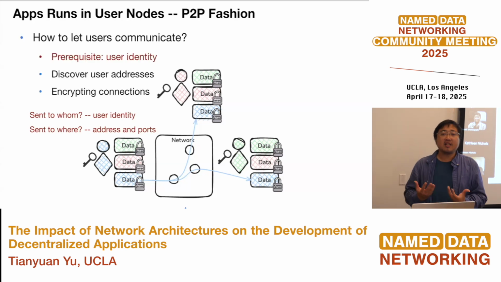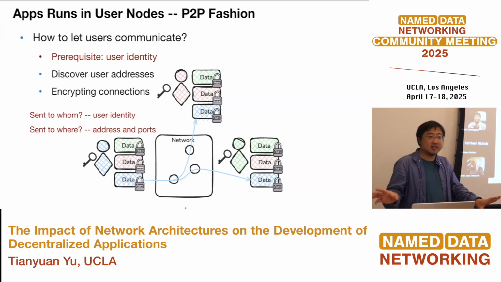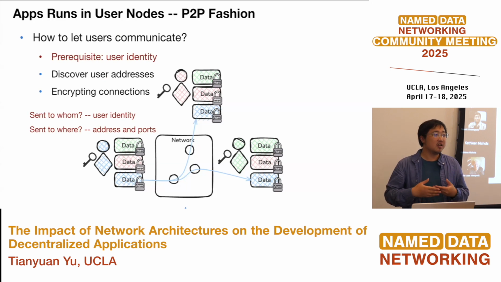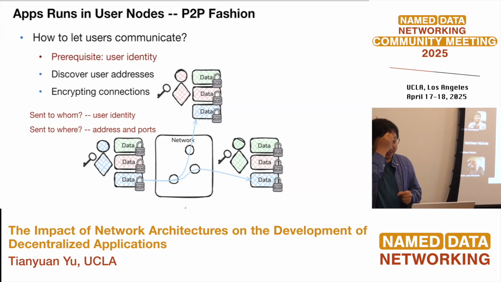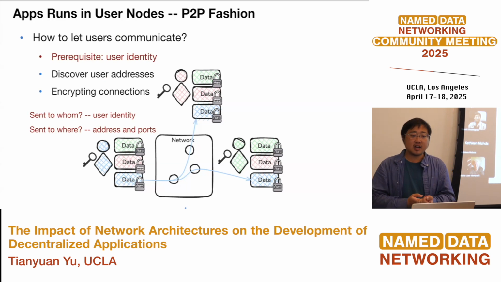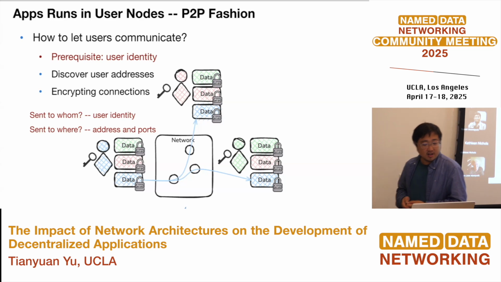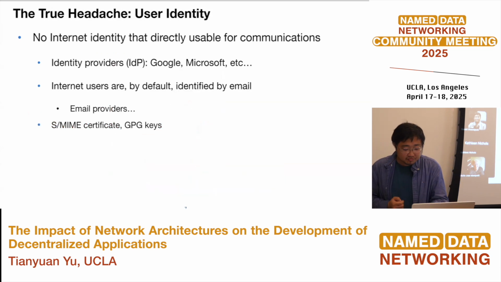Actually, user identity is the prerequisite of the whole communication, because an address itself doesn't say anything. You have to know who you are talking to before you connect to a specific IP address with port numbers. If you have the identity part down and the addressing part down, after so many years of internet development, we have a pretty good idea on how to encrypt the connection. So connection encryption is the easiest one. But the biggest one is how to solve the identity problem.